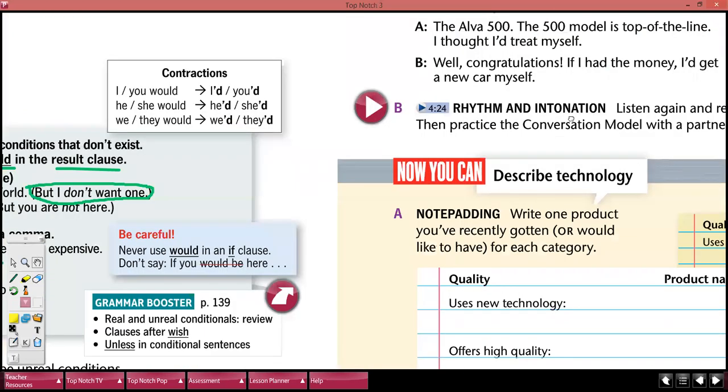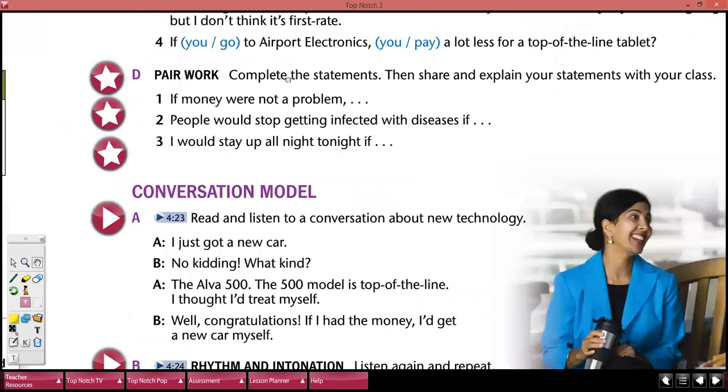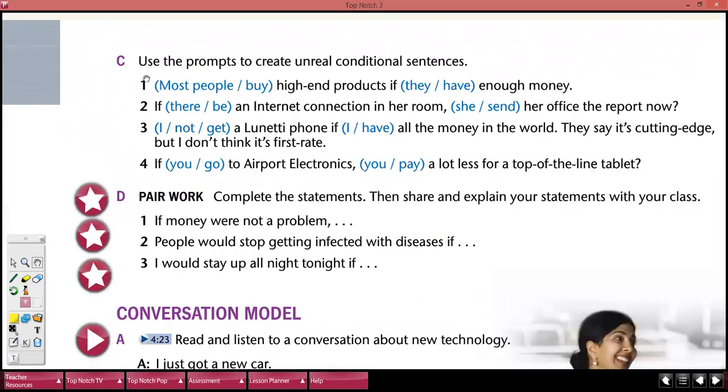And we have on the next page, page 89, another exercise about it. Use the prompts to create unreal conditional sentences. Again, this is only 4 sentences, so it's pretty easy to do. Just check it out, and you can get to know the unreal conditional completely.